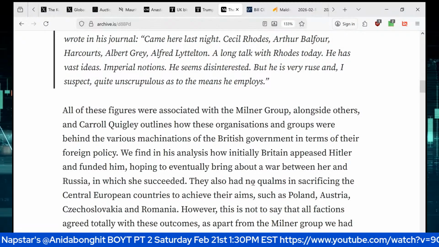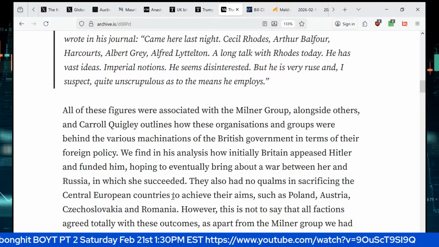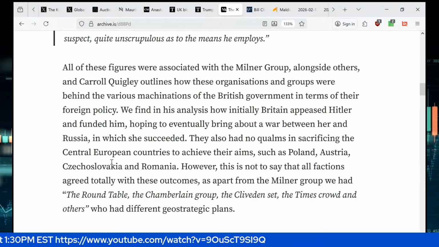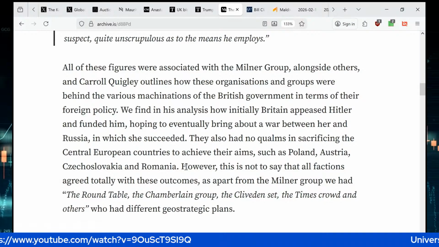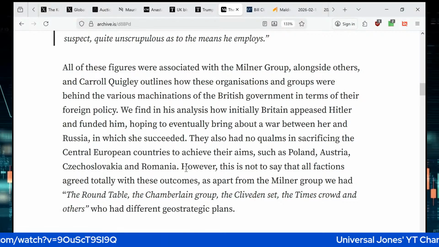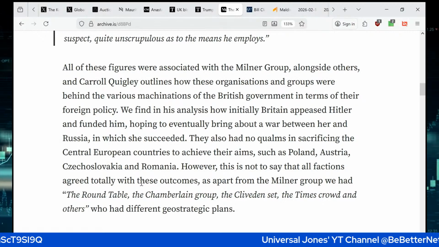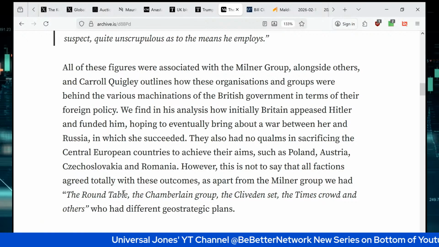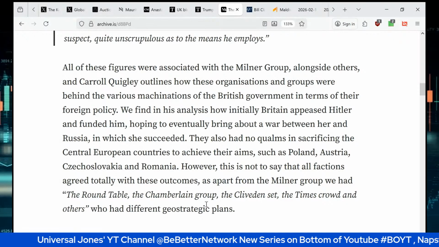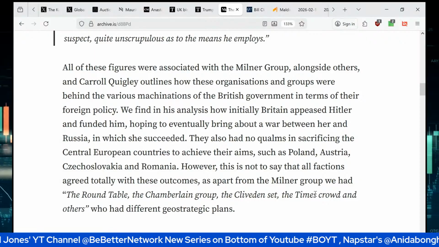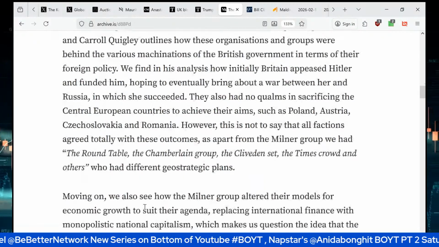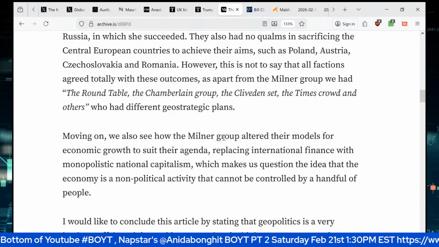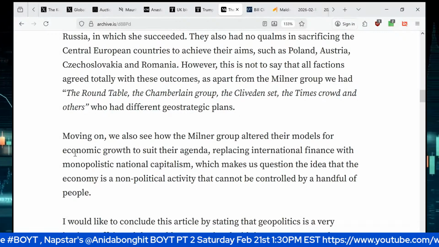They also had no qualms in sacrificing the Central European countries to achieve their aims, such as Poland, Austria, Czechoslovakia, and Romania. However, this is not to say that all factions agree totally with these outcomes, as apart from the Milner Group, we had the Round Table, the Chamberlain Group, the Cliveden Set, the Times Crowd, and others who had different geostrategic plans.